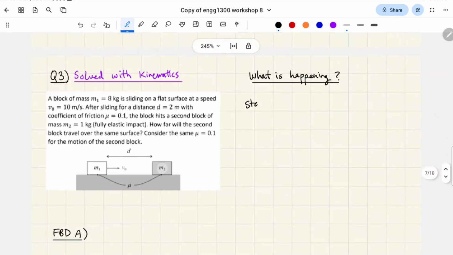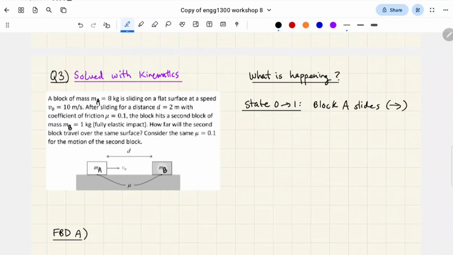Similar to before, we have state 0 to 1. In state 0 to 1, this block is stationary. It's annoying because they label everything differently to me. I'm going to call the block on the left block A and the block on the right block B. Block A slides to the right. That's the only thing really happening between state 0 and 1, but we have to consider friction. I'm going to highlight the relevant information we'll need in the question for that.